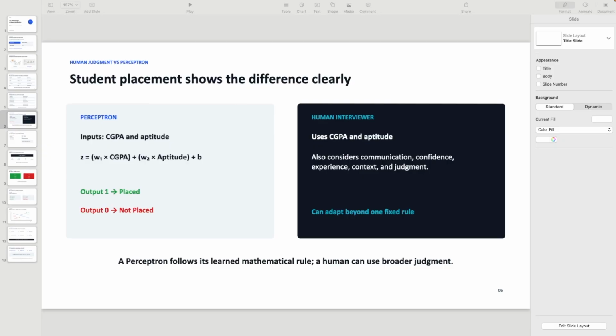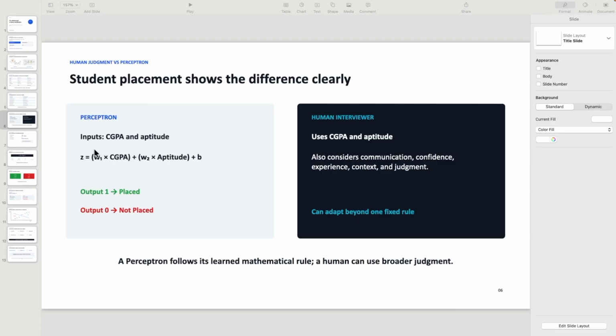A simple example of student placement. Suppose an AI system predicts whether the student will be placed using two features. One is CGPA, another is aptitude score. The perceptron gives importance to each feature using a weight.